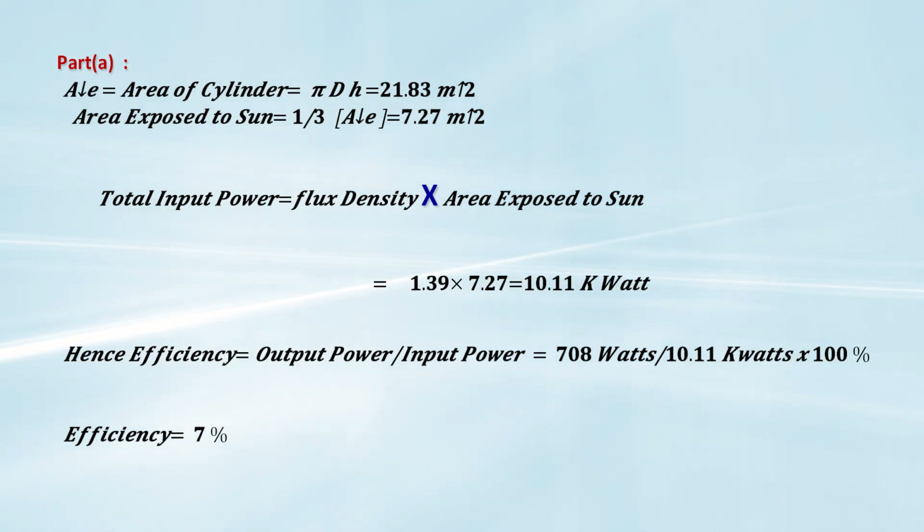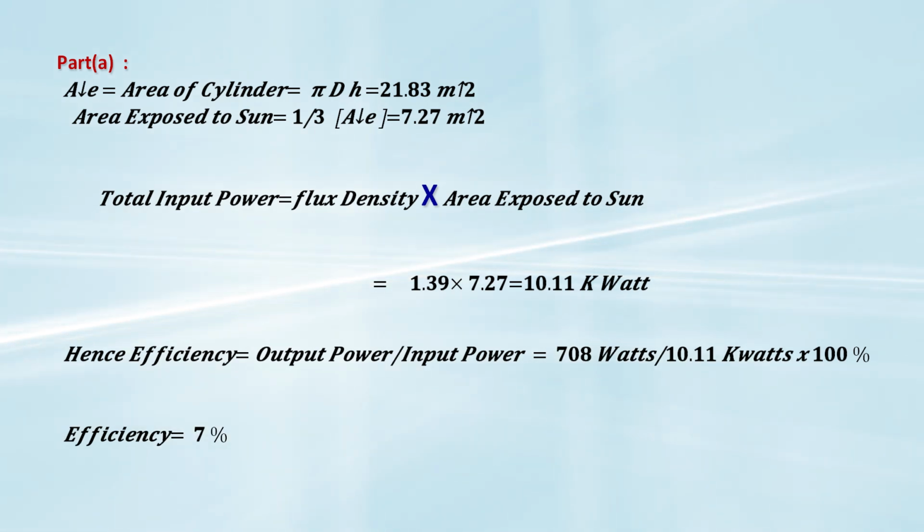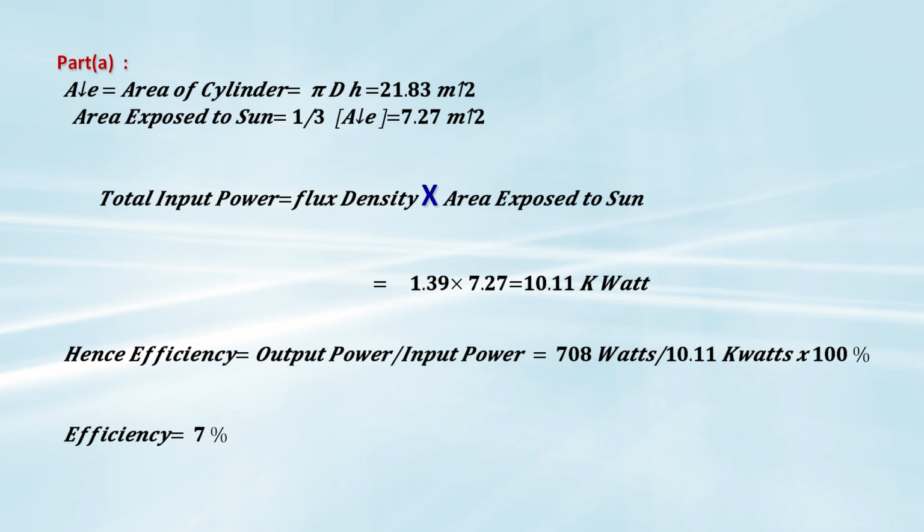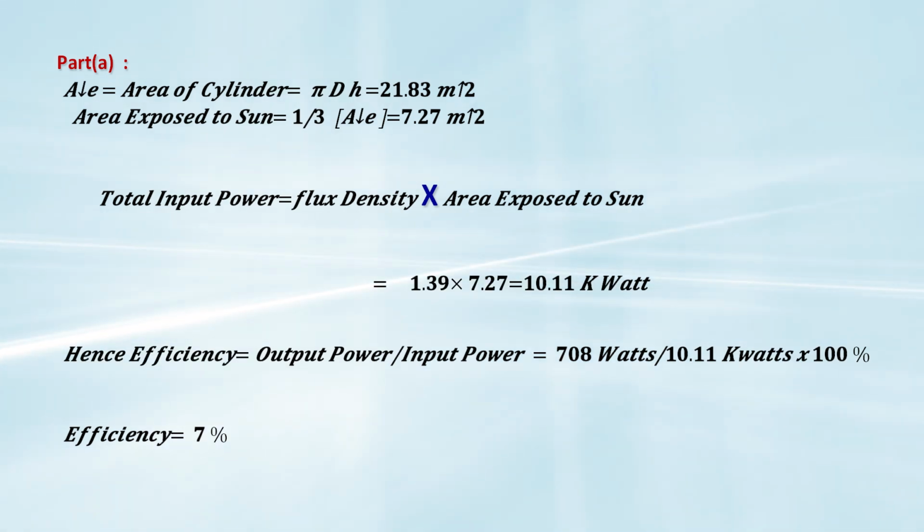After that, we can find out the efficiency. Efficiency is output power to input power. Output power is given, input power we have calculated. So, the efficiency of the satellite comes out as 7% at the end of life.